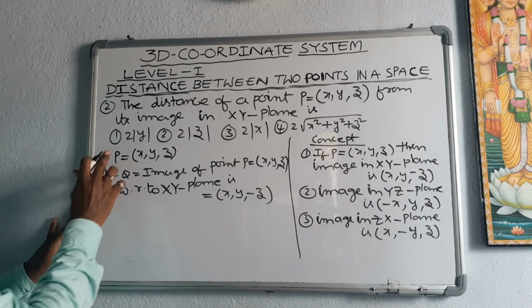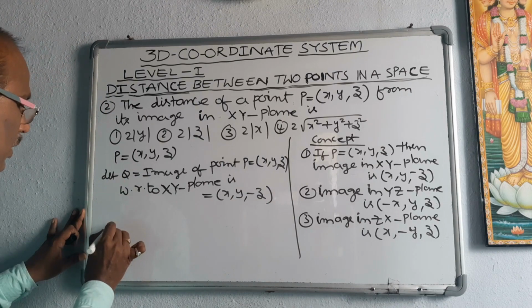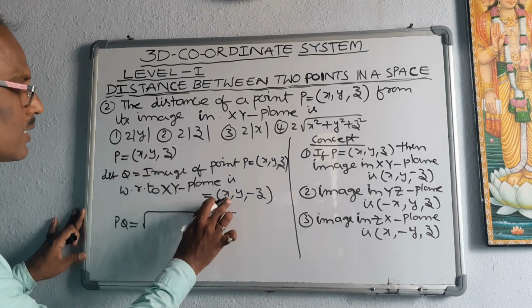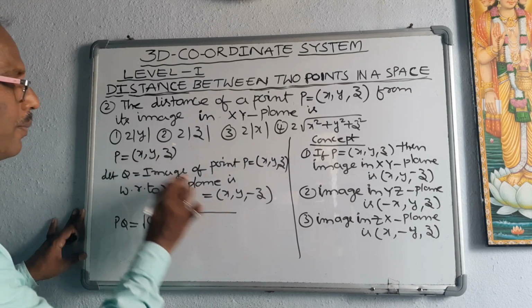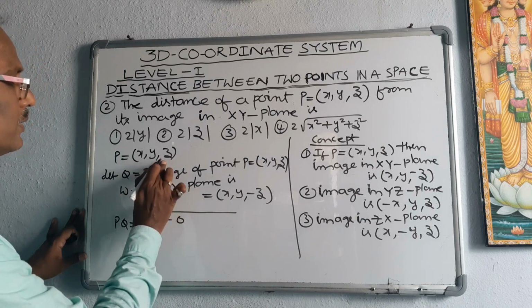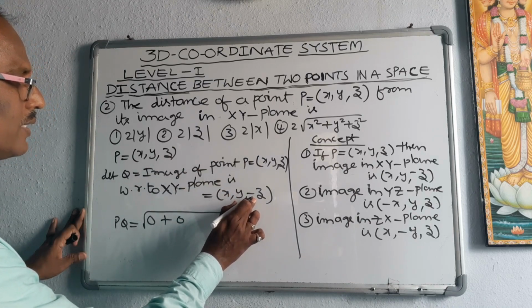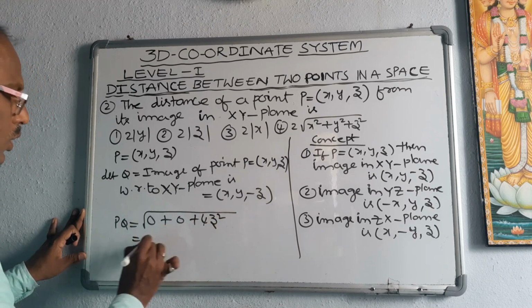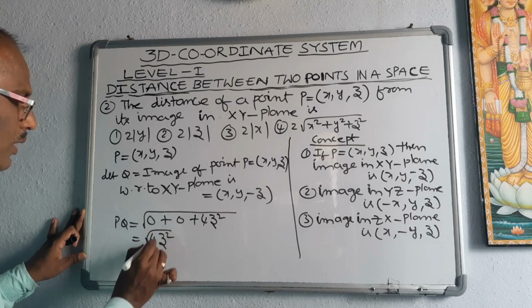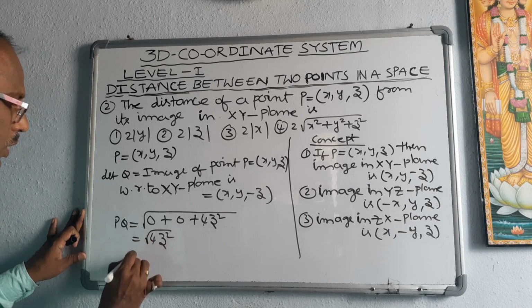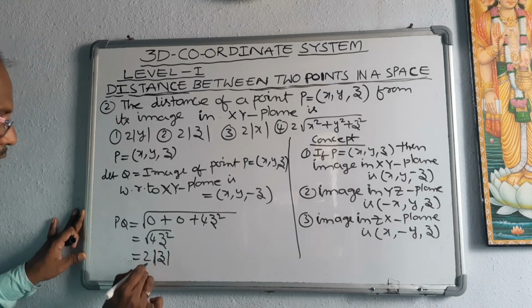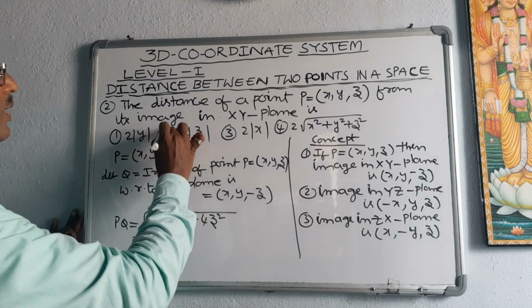Here to find the PQ distance: square root of (x minus x) whole square 0, (y minus y) whole square 0, (z minus of minus z), that is 2z, whole square 4z square. Square root of 4z square. The root value is square root of 4 is 2, root z square is represented as mod z. So the PQ length is equal to 2 mod z. This second option is the correct one.